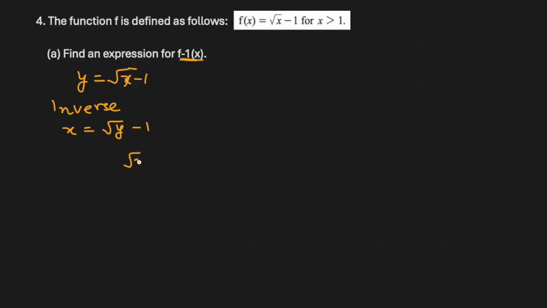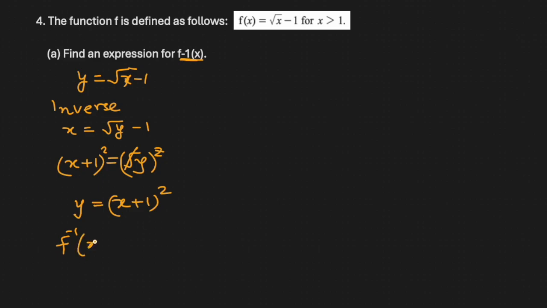So let's keep it here, and we'll get x plus 1 on this side. And to get rid of the square root, we square both sides. So this square root and square cancel. We get y is equal to (x plus 1) squared. And this y, the new y after inverse, will be the inverse of the original function, which is (x plus 1) squared. This is the inverse.